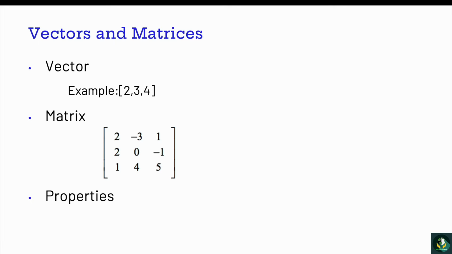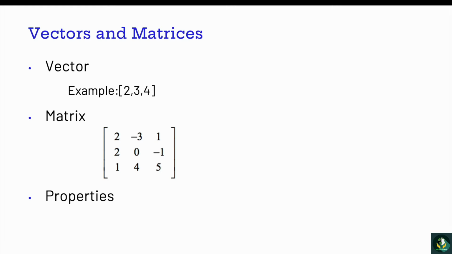Let's talk about the properties. As I mentioned, the matrix is read out as 3 by 3 or m by n, where m is the rows and n is the columns. A vector, on the other hand, is a special case of a matrix with one row or column. As you can see above, we have a list 2, 3, and 4. That's a matrix with only one row or column.